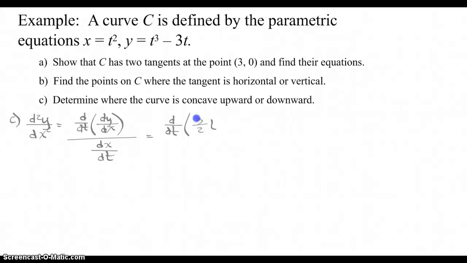We said dy/dx was 3/2 t minus 3/2 t to the negative 1. We're going to take the derivative of that with respect to t, and then we're going to divide that result by dx/dt.